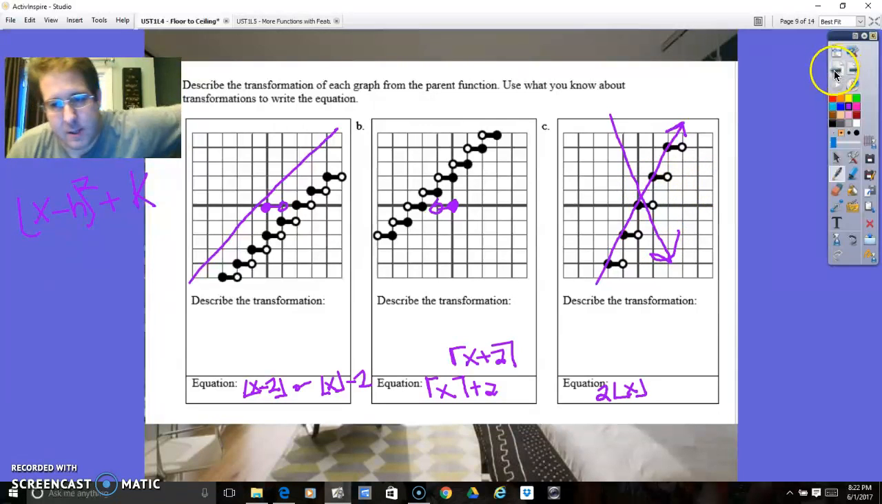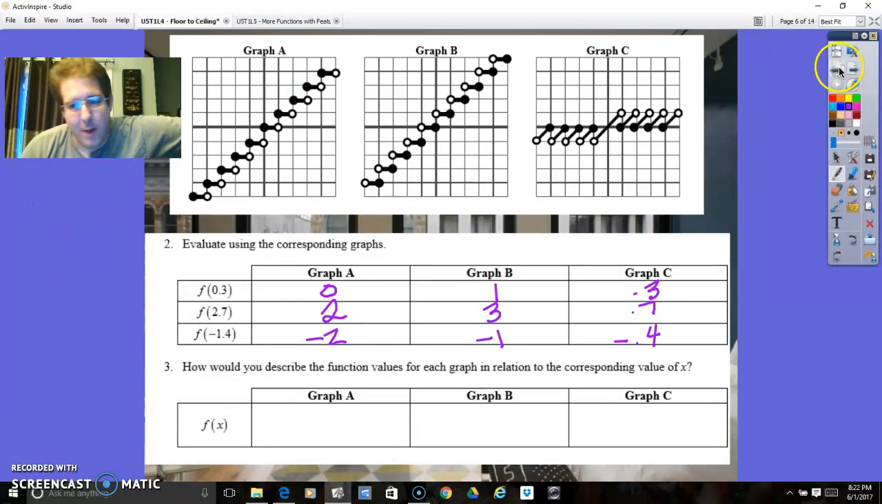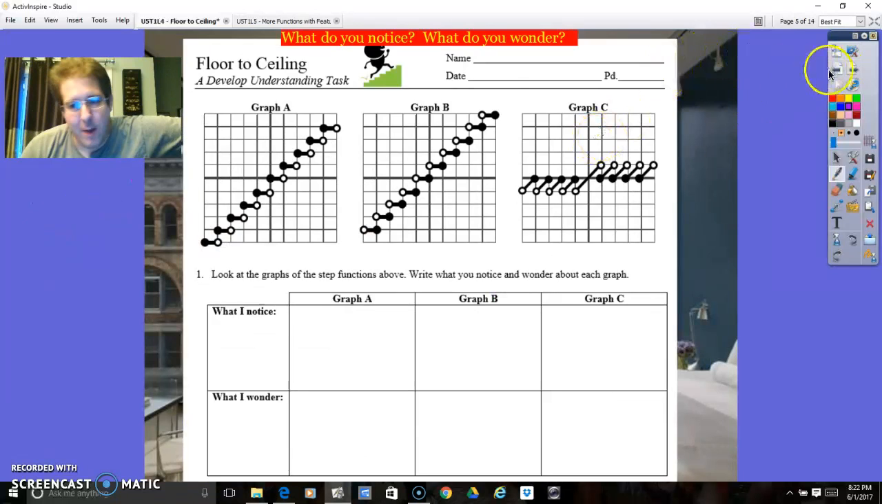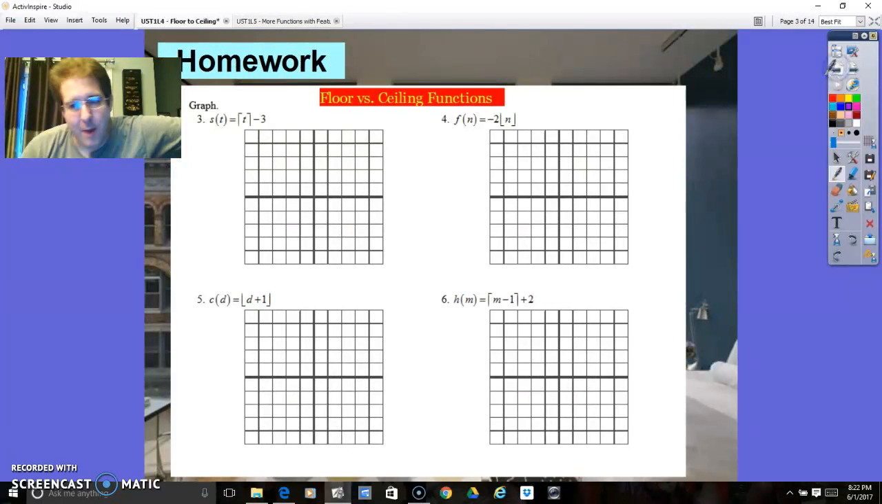All right, so now I think we understand enough in order to get to the homework, which is one more page back. No, it's not. There it is. Oh, I just missed it. Ceiling function of x with a -3 on the outside.